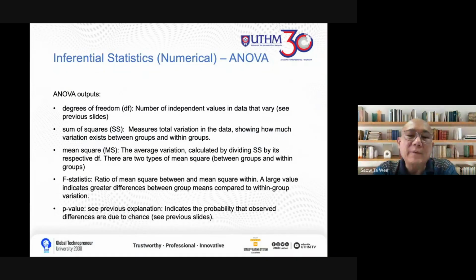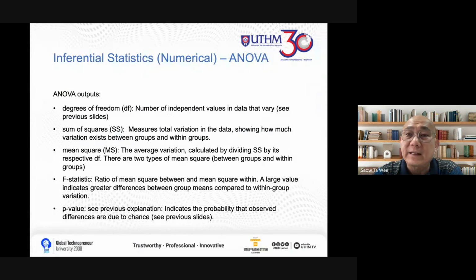So next is the F statistic, the ratio of the mean square between to the mean square within. A large value indicates greater differences between the groups. So sometimes we have to compare to the within-group variance. They look at the between-group variance and compare it with the within-group variance. If you're studying statistical analysis, you should understand the calculation of ANOVA, and also the t-test.